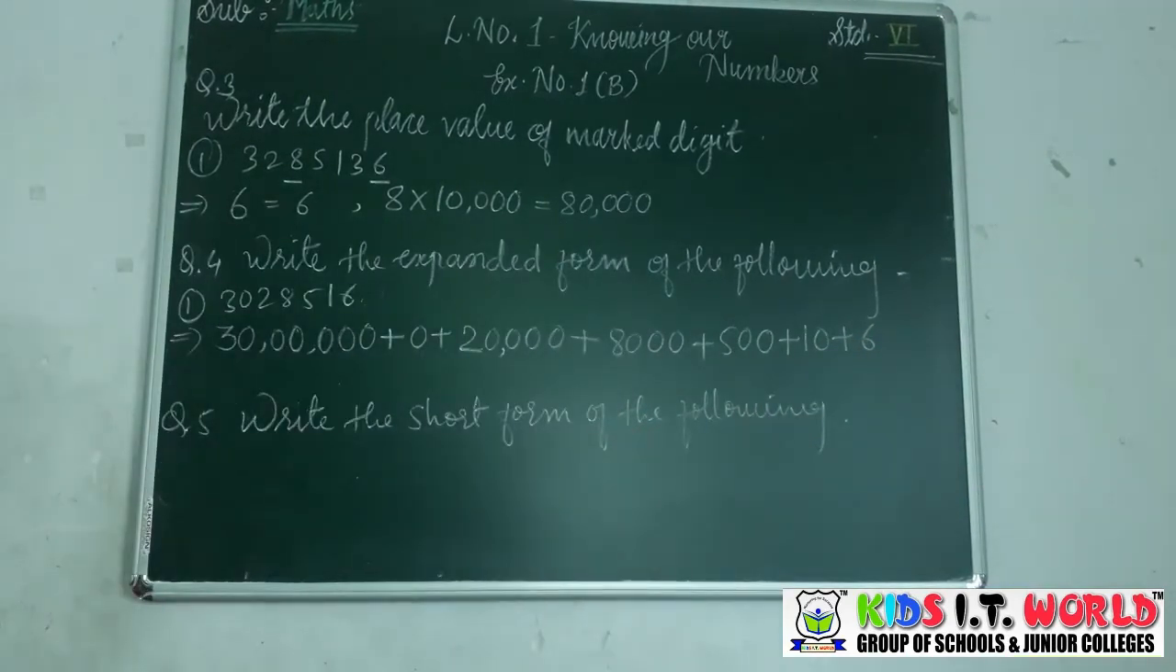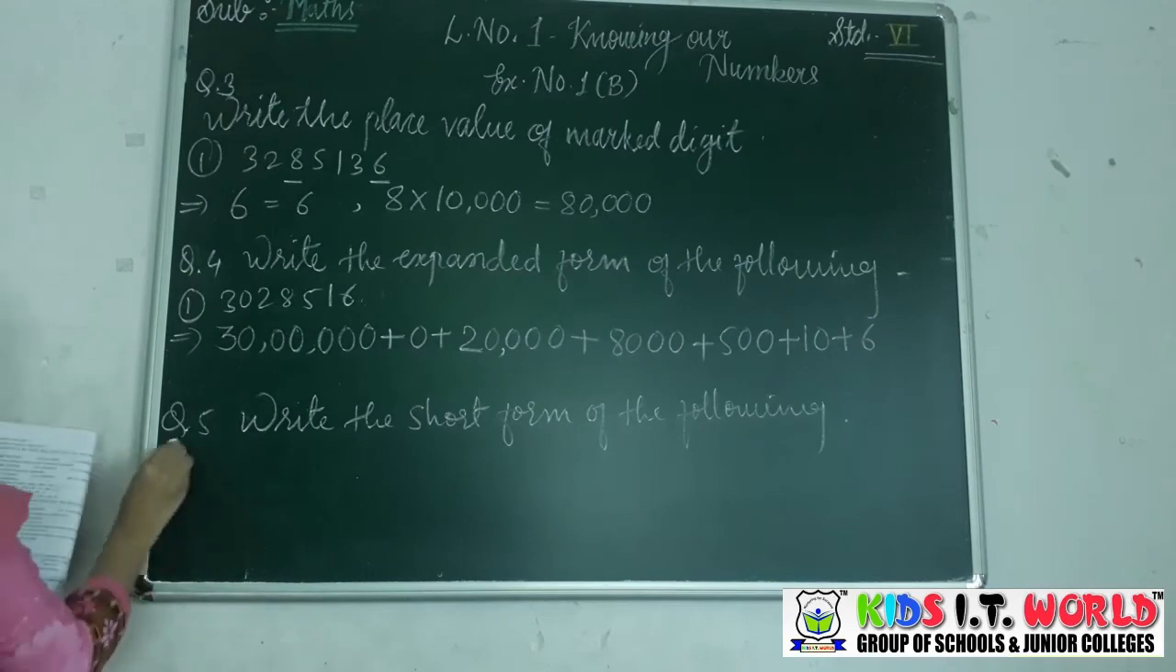Now opposite to the question 3, you have to write the short form of the following numbers. So here the question is given to you. First one, read the question.